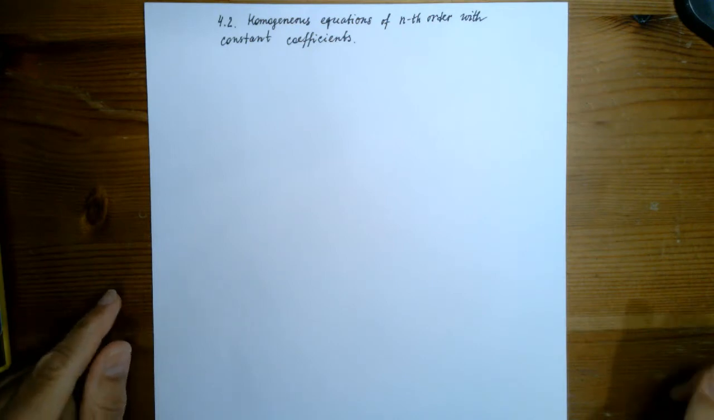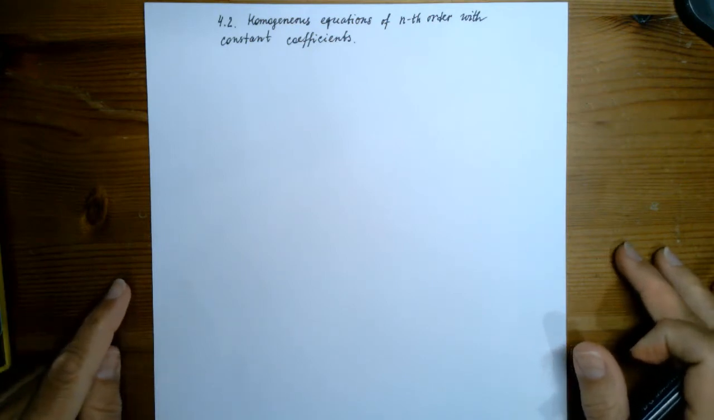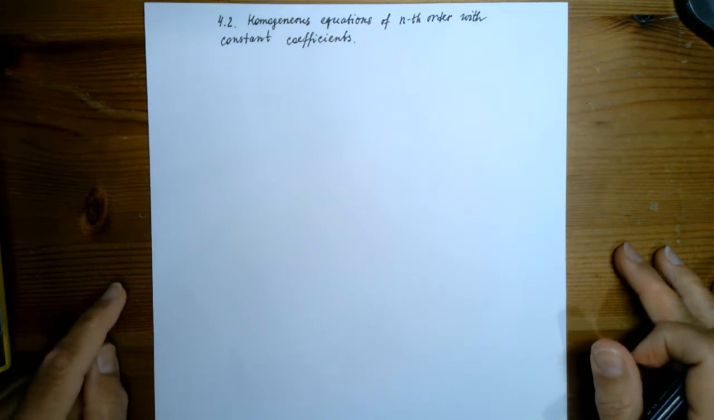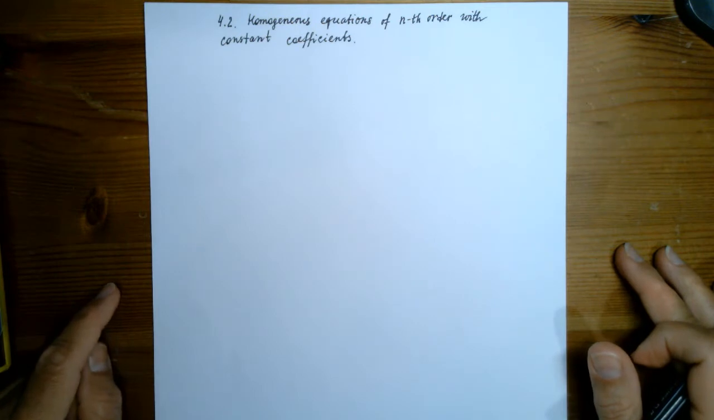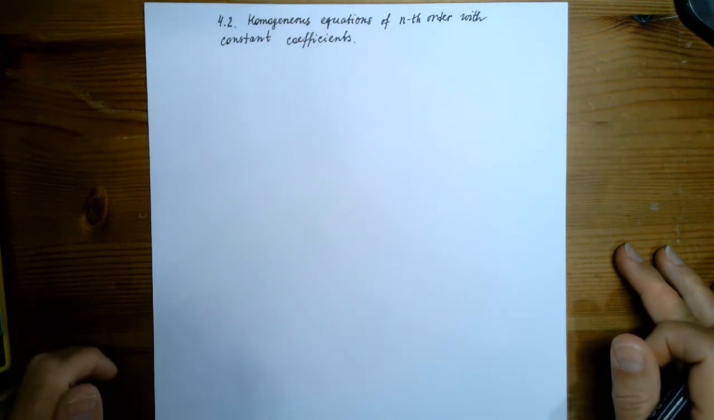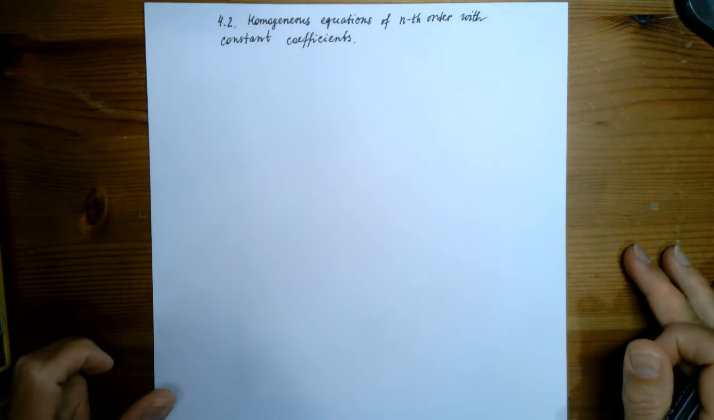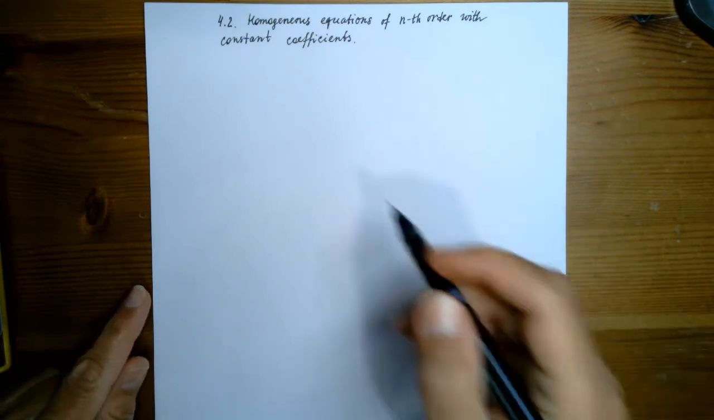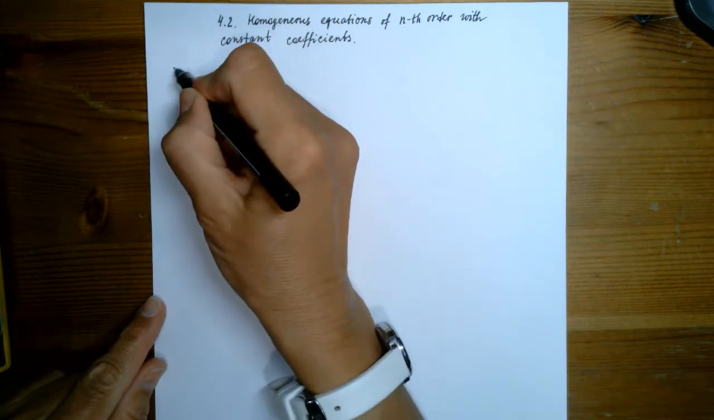Hi everyone, today we do section 4.2, homogeneous equation of nth order with constant coefficients. We are going to extend the theory we developed on second order equation to equations of any order. Of course, we are going to consider linear equations with constant coefficients. So, a typical linear equation with constant coefficients is going to look like this.